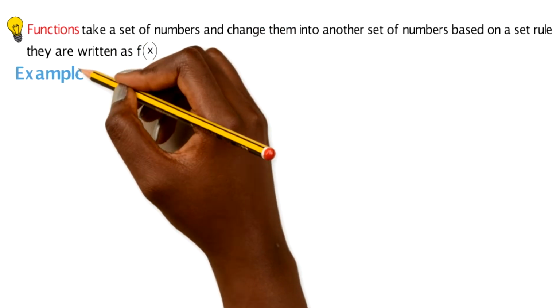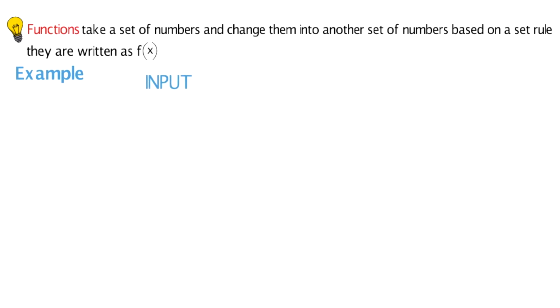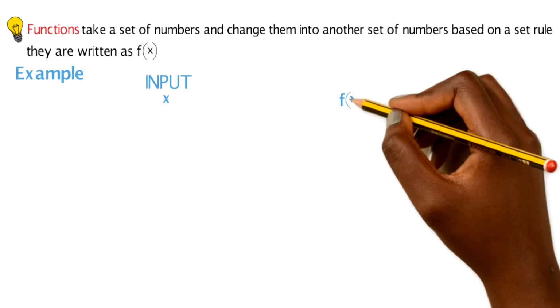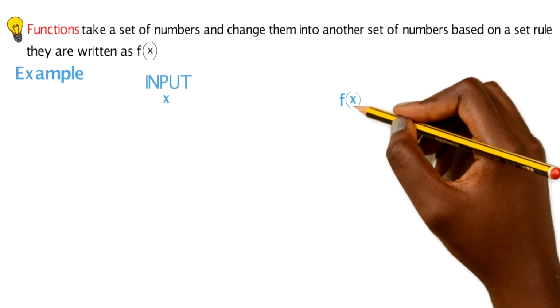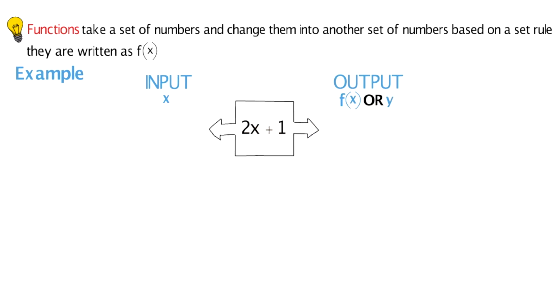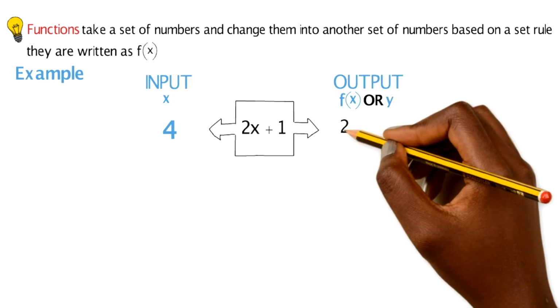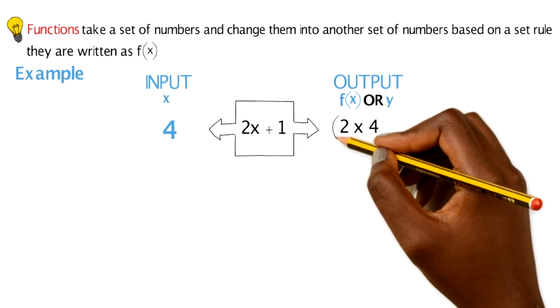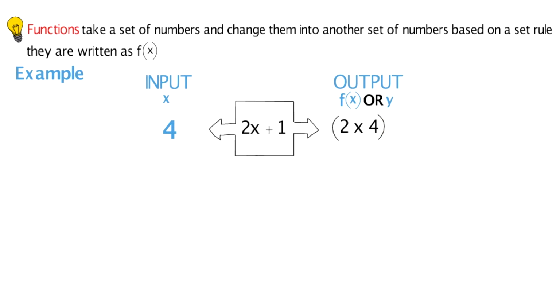So for instance, you have your input, which is your x, and your output, which is your f of x. So think of it like it's kind of going through a machine. So you've got your x going through the machine, and it comes out as f of x, or it comes out as y, okay? So y you may be familiar with, but we use f of x more with functions. But just know the two are interchangeable. So for instance, if you have 2x plus 1, and I input 4 into the machine, my answer would come out as 2 times 4 plus 1, which would leave you with an answer of 9.